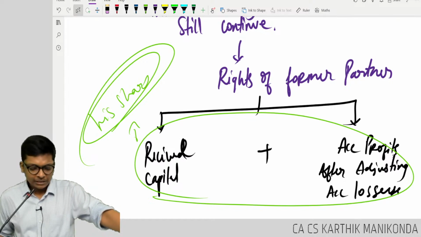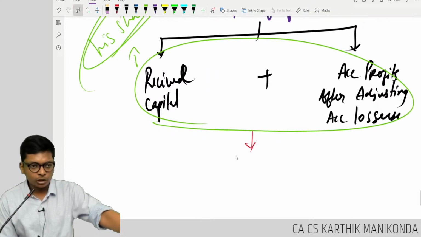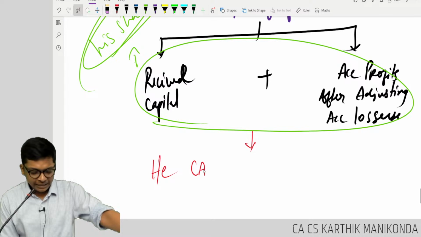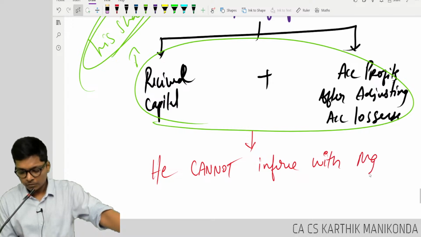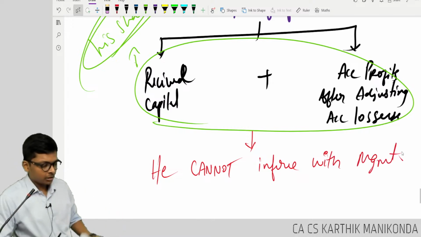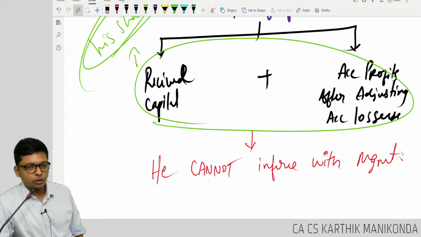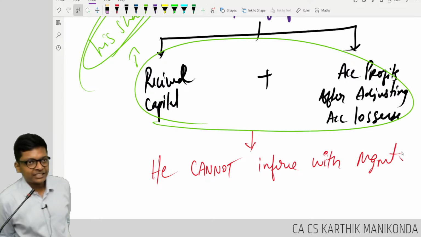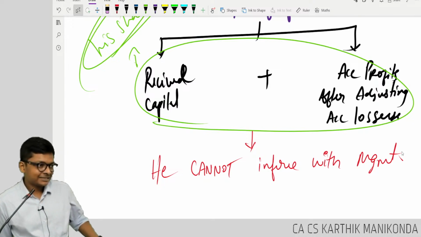Next, can he interfere with management? That's the last point with which this section ends. Write down, arrow: he cannot interfere with management. Are you following, guys? He can't interfere with the management. That's all. With this, which section is this? 24 is done.